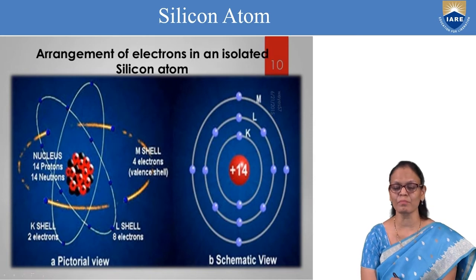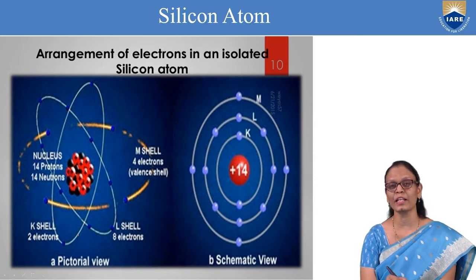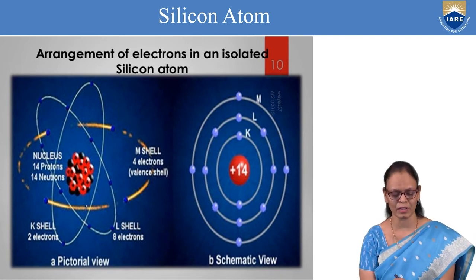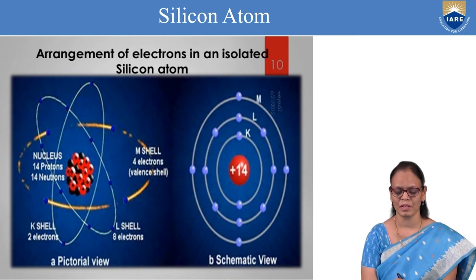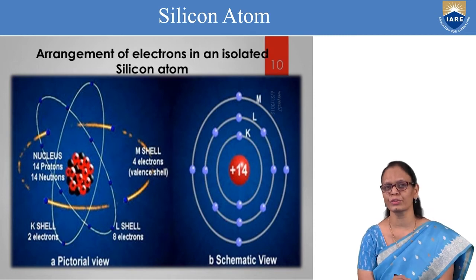And if you see their movement, in the pictorial view you can see here, they are moving in elliptical orbits. So different shells are shown here. This is the K shell, this is the L shell, and this is the M shell. In one dimension, we represent it in the form of a schematic view. But actually, this is the picture, how the electrons move in fixed orbits around the nucleus.